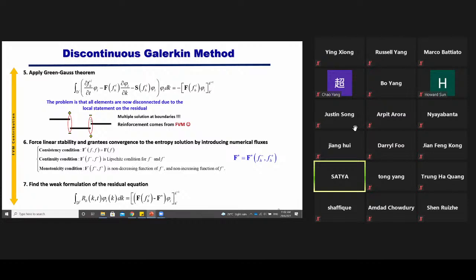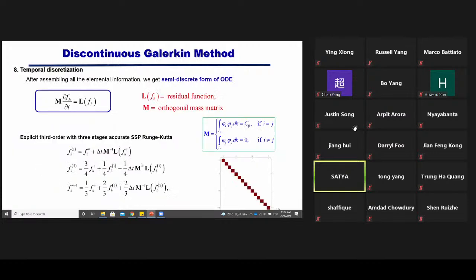In this way, we will get all elements disconnected. So we have to come into the finite volume approach. In this approach, we will introduce some numerical flux. After that, we will get the weak formulation. After that, we will go for temporal discretization. In this scheme, we are using a Runge-Kutta scheme.